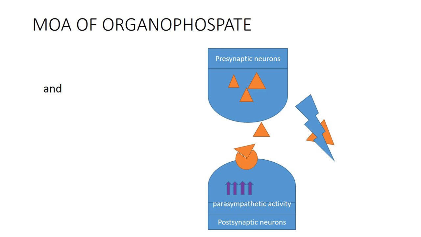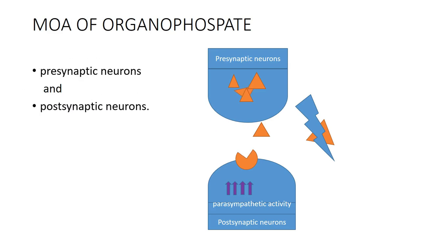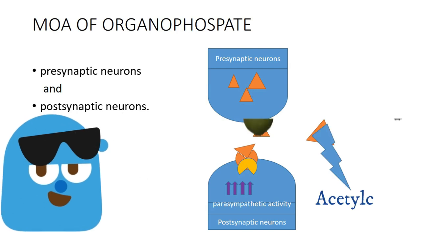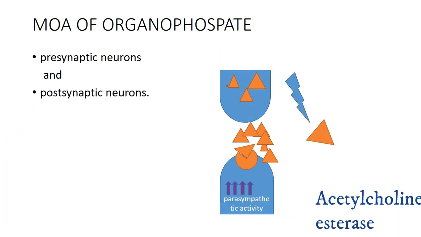So let's talk about the mechanism of action of organophosphate poisoning. We've got the presynaptic neurons and the postsynaptic neurons. The presynaptic neurons release acetylcholine, and this acetylcholine binds to the receptors present on the postsynaptic neurons. This causes stimulation of the receptors, resulting in increased parasympathetic activity. Now, this acetylcholine is then degraded by an enzyme, acetylcholinesterase, to prevent overstimulation of the postsynaptic neurons and receptors.